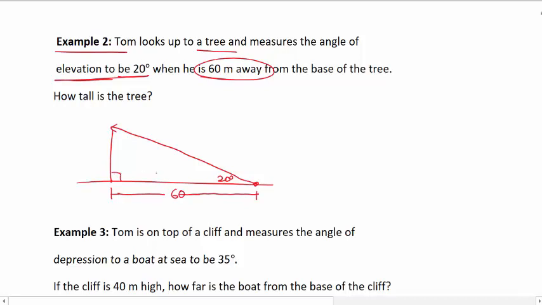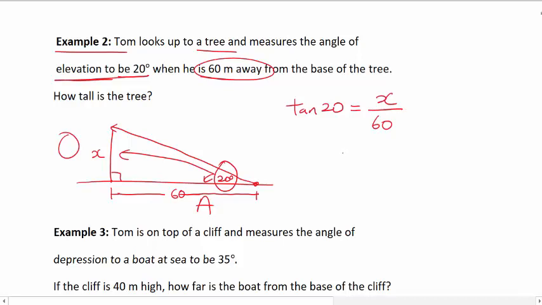So now it's asking you to find the height of the tree, which is x. This is a right triangle that you can use SOHCAHTOA for. So here's the angle. Right across is your opposite, and right underneath is your adjacent. So this is tan. So tan 20 is equal to x over 60. And you cross multiply, so you get 60 tan 20. So x is equal to 21.84 meters.